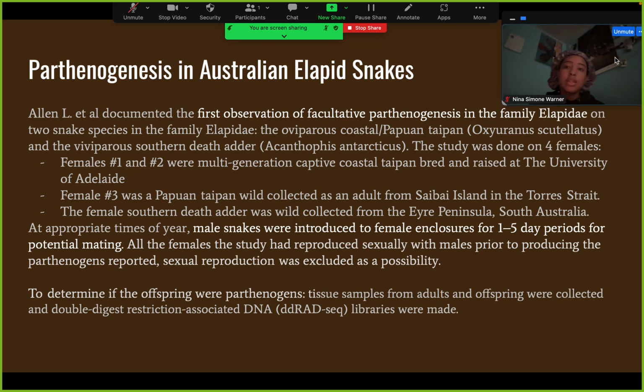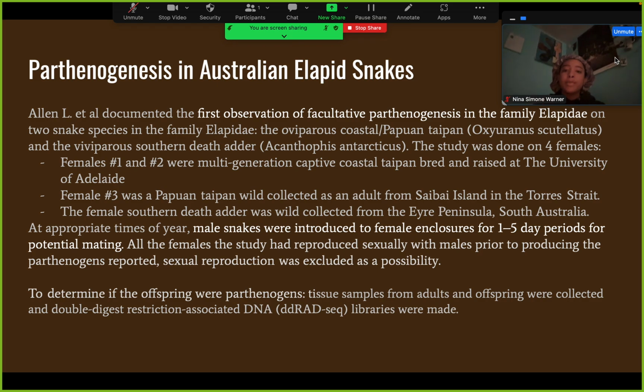So this slide is about parthenogenesis in Australian elapid snakes. Researchers Allen and others documented the first observation of facultative parthenogenesis in the family Elapidae on two snake species, the coastal taipan and the southern death adder. This study was done on 4 females, 3 of which were coastal taipans and the other one was a southern death adder. Of the 3 coastal taipans, 2 were raised in captivity at the University of Adelaide, and the other coastal taipan was caught from the wild for this study. And the southern death adder, which was the only one in this research, was a wild caught specimen as well.